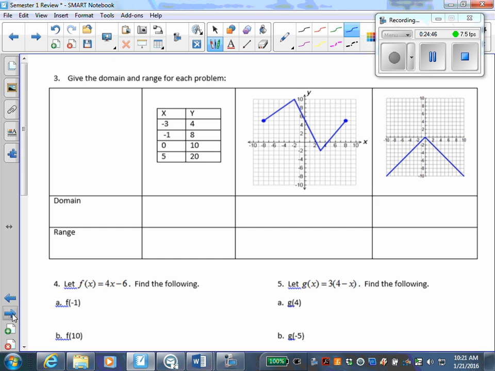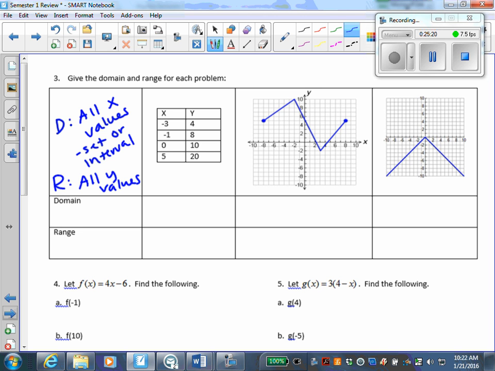Domain and range. So if you forgot, domain is all the x values. It's either a set of them or an interval of them. Meaning, if it's a set, that's where we list every single x value. If it's an interval, we can't list them all. We can only say the lowest to the highest, which really depends on if it's discrete or continuous. The range is all y values. Same thing, either the set of them or the interval of them.